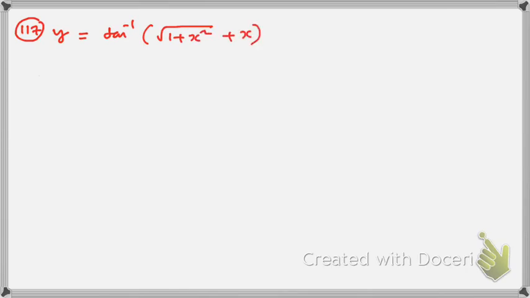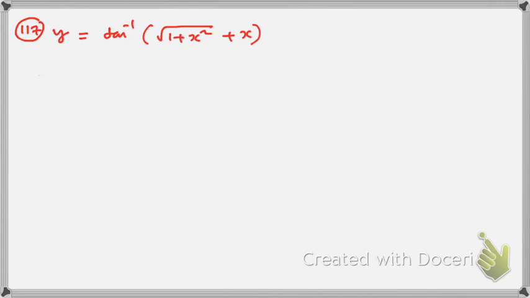Y is equal to tan inverse of root of 1 plus x square plus x. Look at this question. It's going to be slightly different from all the previous questions, because in all the other questions we always had a direct trigonometric formula available. Now we don't have any formula for tan inverse in this pattern. Now if you don't have any direct trigonometric formula available, then we have a set of rules.